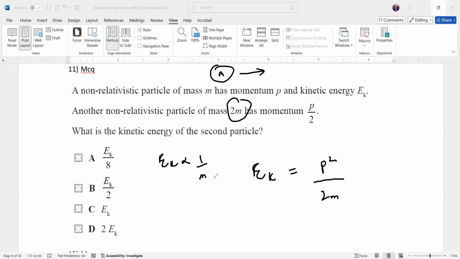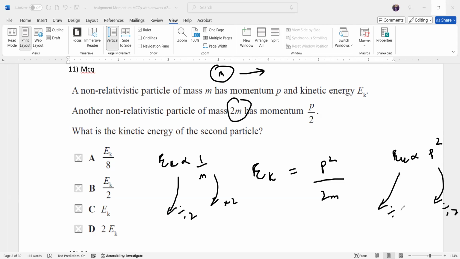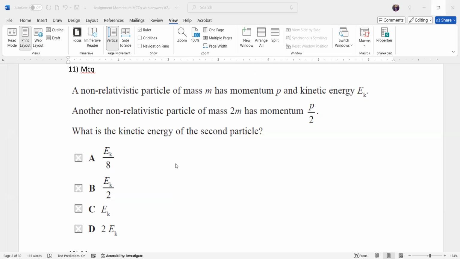So in the question, the mass is double. If the mass is double, what happens to kinetic energy? It will be half. And the momentum is also half. If the momentum is divided by 2, what happens to kinetic energy? It will divide by 4. So due to the change in mass, it divided by 2, and due to the change in momentum, it divided by 4. So what is the overall change? It will become 1 by 8 of the original value. So A will be the right answer for this. Is it clear, this one?